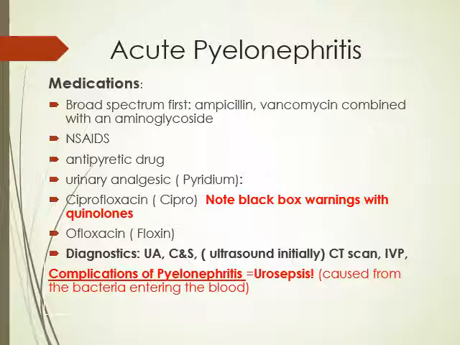A urinary analgesic. Remember, Pyridium is just an analgesic. It is not an antibiotic. And always remember that it turns the urine orange. Cipro, usually the drug of choice, but again, remember all those warnings.